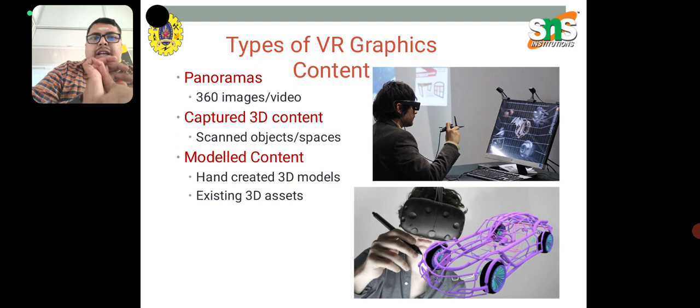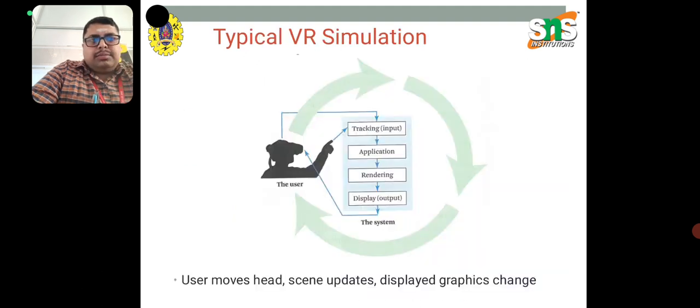Next, the types of VR graphics. The types of VR graphics consist of panorama, captured 3D content, and modeled content. Panorama consists of 360 images or videos. Captured 3D consists of scanned objects and spaces. Modeled content consists of handcrafted 3D models and existing 3D assets. In the left side image we see the panorama view. First we take a panorama view, then we capture 3D content, and next from the 3D content we model the content.